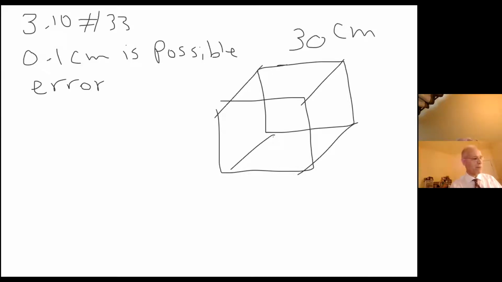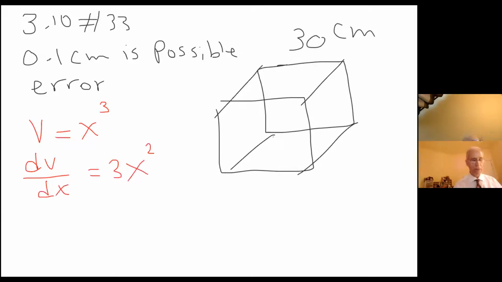Use the differentials to estimate the maximum possible error, relative error, and percentage error in computing the volume, and part B, the surface area of the cube. Okay, so what is it that we know about volume of cube? We know that the volume of cube, V equals x times x times x, or x cubed. And if I take the derivative of both sides, I have dV/dx equals 3x to the second.